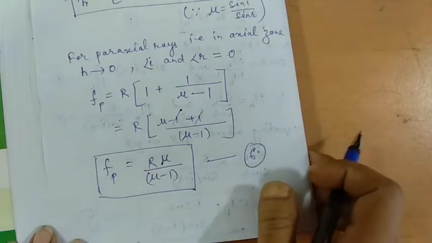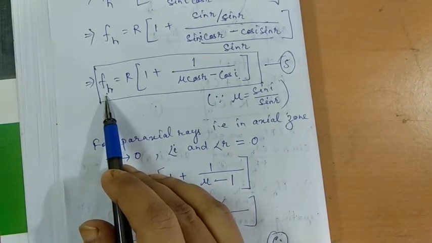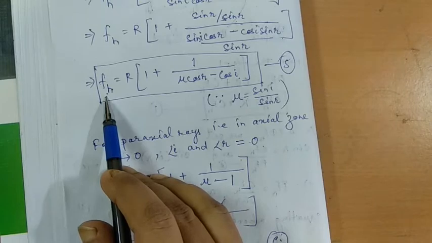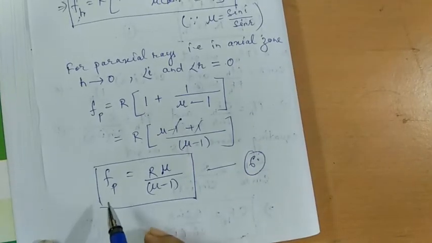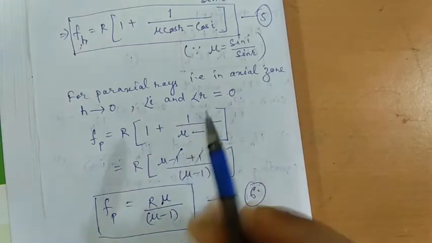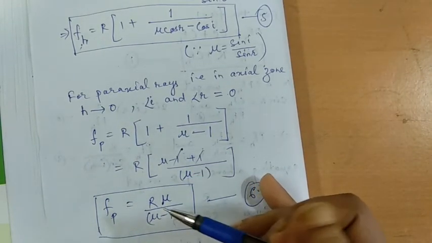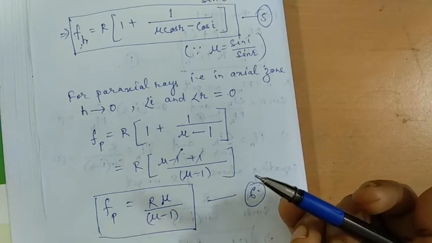So in this case I have calculated fh, that is for the marginal rays, which we are considering here as the h zone, and the paraxial rays we are considering to be the axial zone. So you have two focal lengths here. Subtract these two focal lengths, then you will get the spherical aberration. So let's do that.